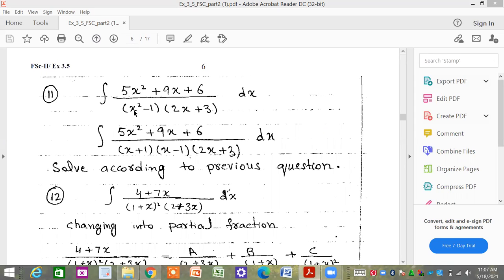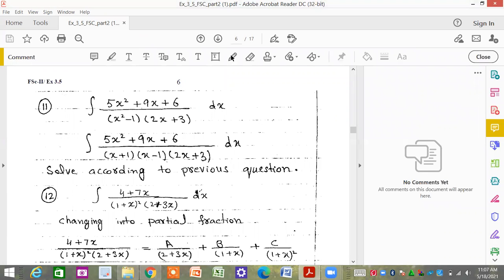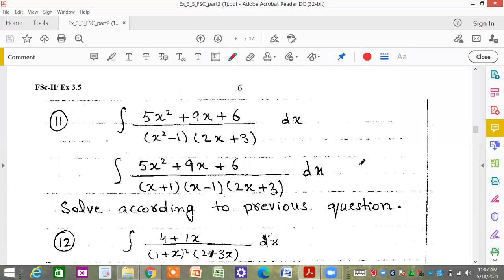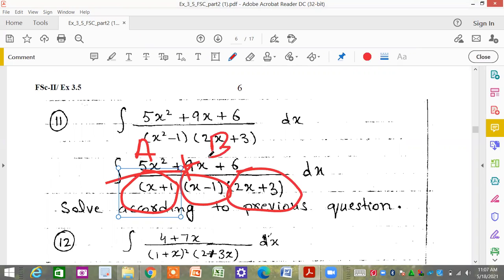So x square minus 1 can be written as x plus 1 and x minus 1. So this is the form in which we can write our question. After changing this into partial fractions, we will be able to write linear factors. There are three linear factors: x plus 1, x minus 1, and 2x plus 3. So this will be a over x plus 1 plus b over x minus 1 plus c over 2x plus 3.